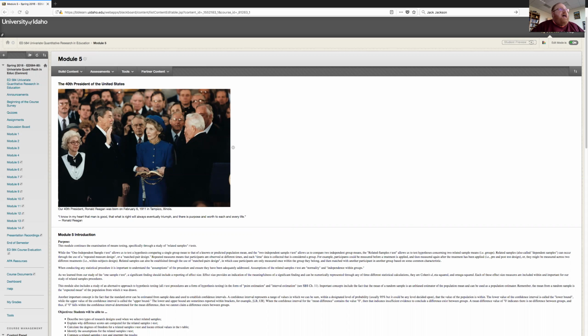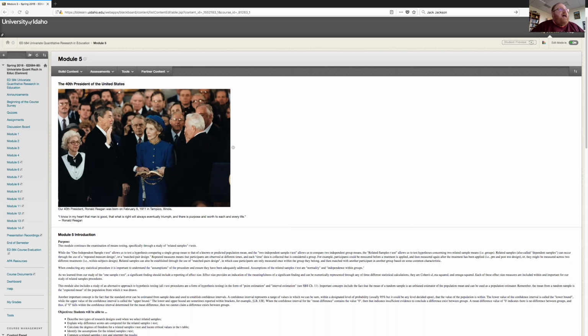In this module, we'll also include a study of an alternative approach to hypothesis testing. All t-test procedures are a form of this hypothesis testing. And this alternative approach will be in the form of point estimation and interval estimation. And you'll see this in Statistics for the Behavioral Sciences, Chapter 11. Important concepts include the fact that the mean of a random sample is an unbiased estimator of the population mean and can be used as a population estimator. Remember, the mean from a random sample is the expected mean of the population from which it was drawn.